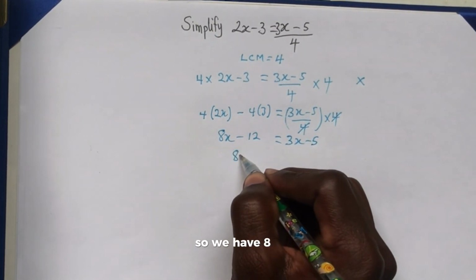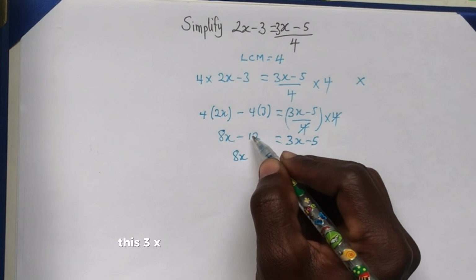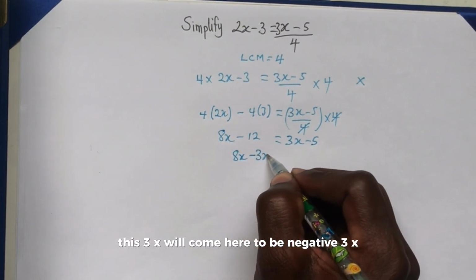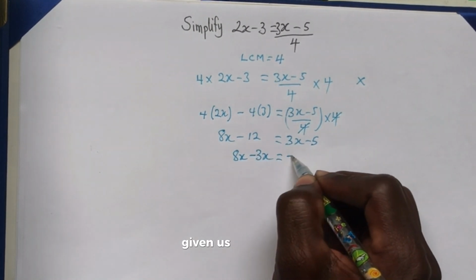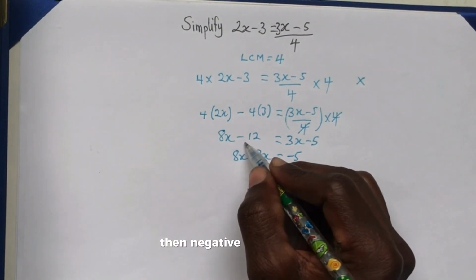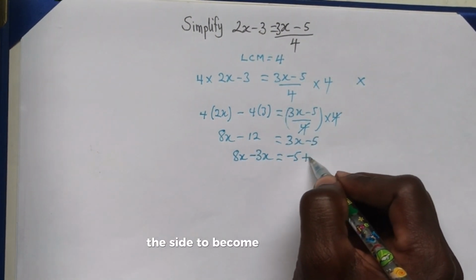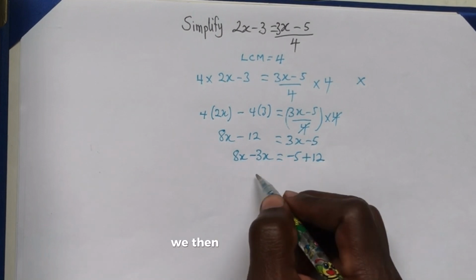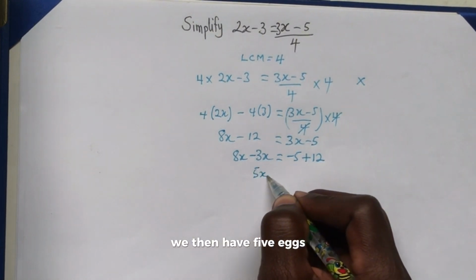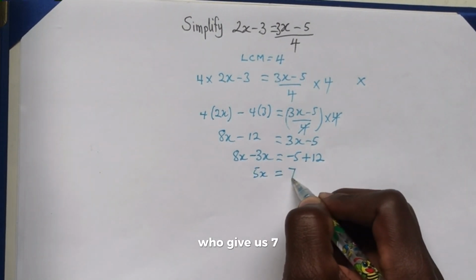So we have 8x, this 3x will come here to be negative 3x, giving us negative 5, then negative 12 will go to this side to become plus 12. We then have 5x will give us 7.